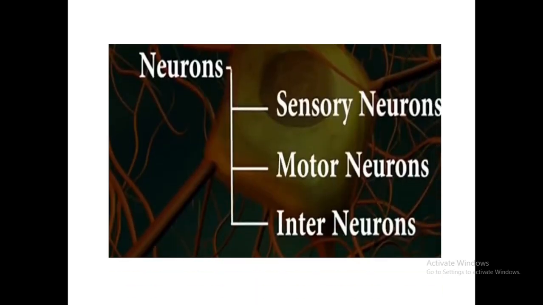So neurons can be divided into three. There are three types of neurons. The first one is the sensory neuron, the second one is the motor neuron, and the third one is the relay neuron or associated neuron. We sometimes call it a mixed neuron.